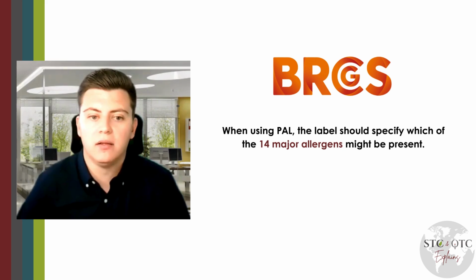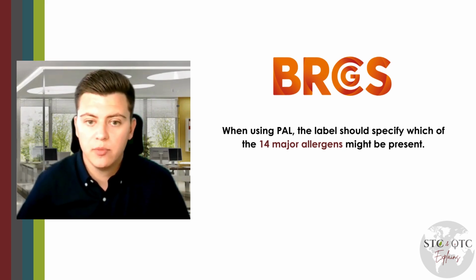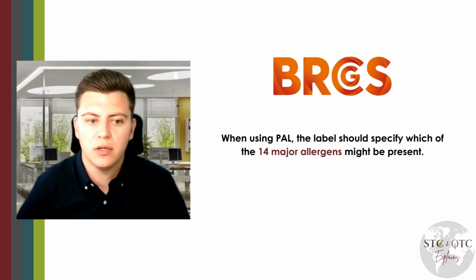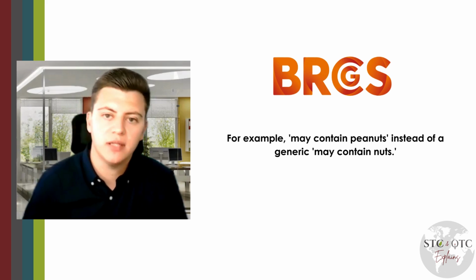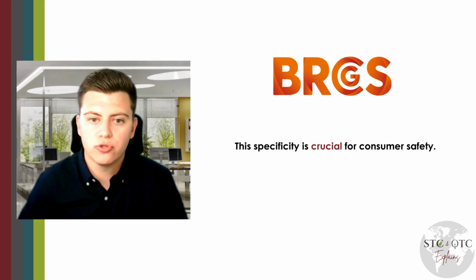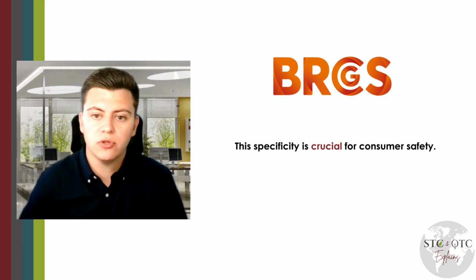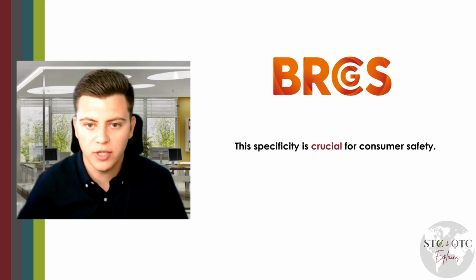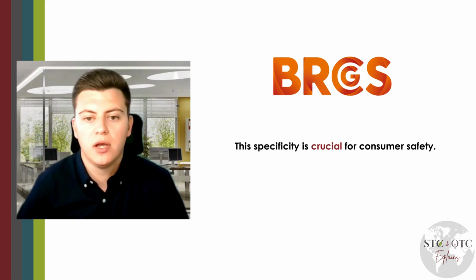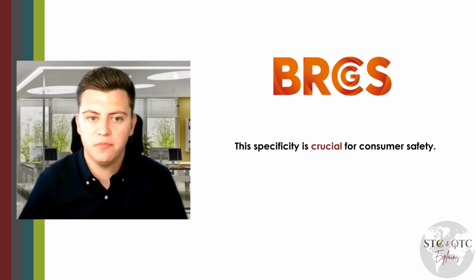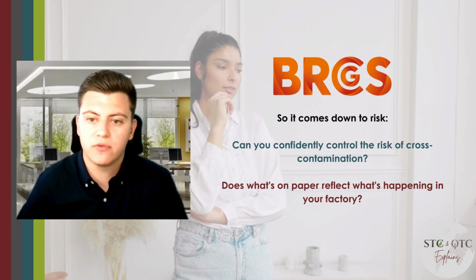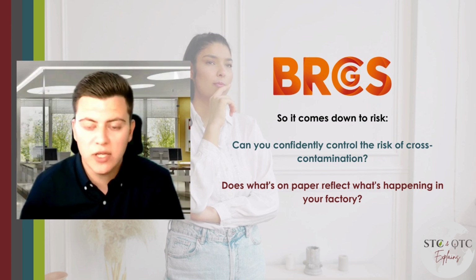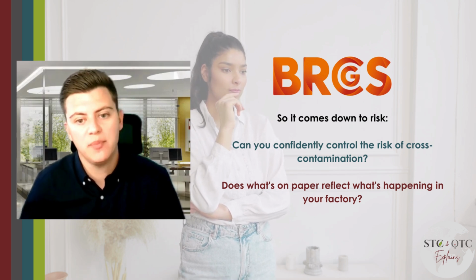earlier. And when using PAL, what's important as well is that the label should specify which of the 14 major allergens might be present. For example, "may contain peanuts" instead of a generic "may contain nuts." The specificity is crucial for consumer safety because it's not about us only. It's all about those allergy sufferers or hypersensitive people. So it's going down to the risk. Can you confidently control the risk of cross-contamination? And does what's on paper actually reflect what's happening in your factory?